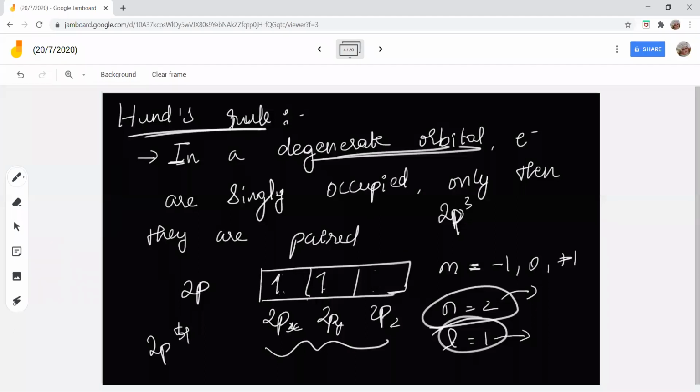So you have 3 electrons here. Yes, ma'am. In an orbital with 2 electrons, one electron will be spinning clockwise and the other anti-clockwise. Okay, yes, ma'am.